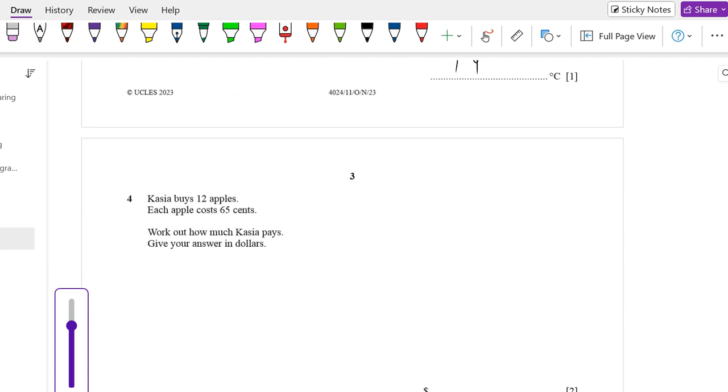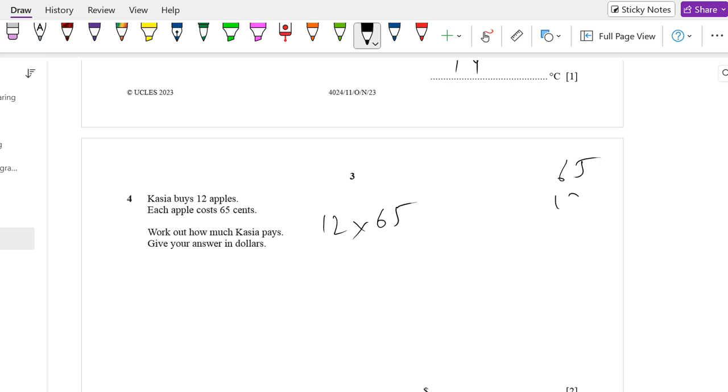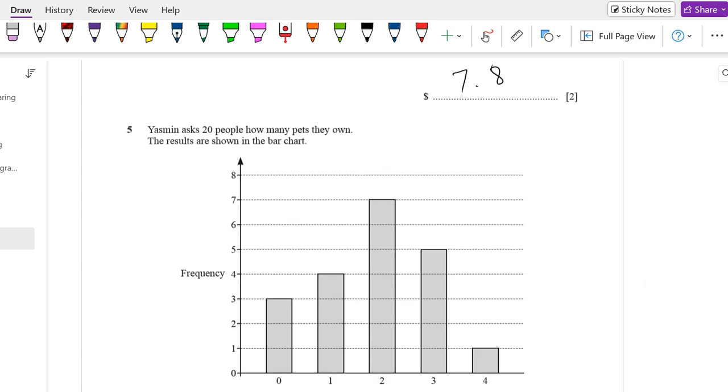12 apples, each apple cost 65 cents. 12 times 65, since it's in cents and we need to give the answer in dollars, 7.8.